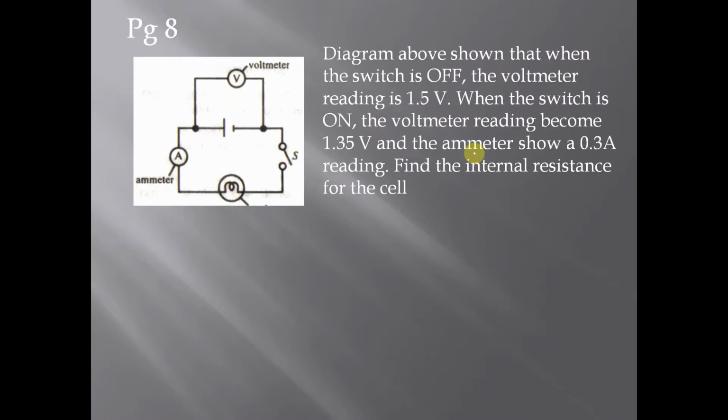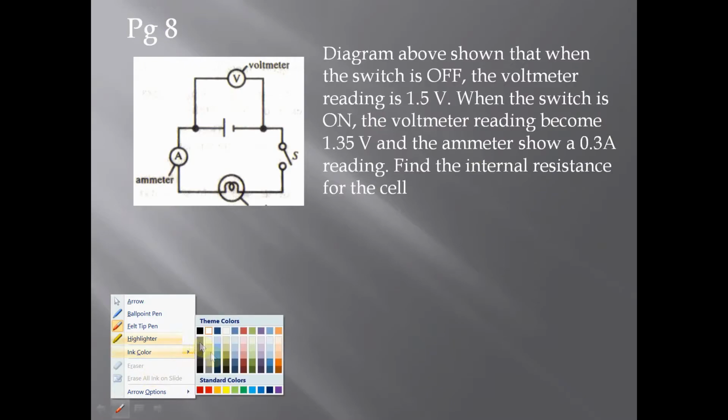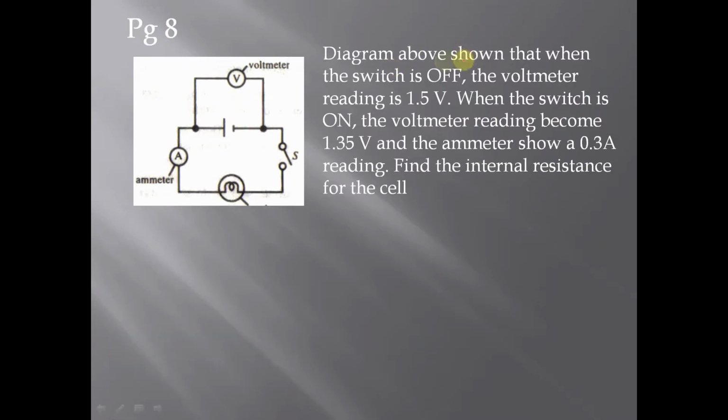Okay, this is the question we have. The diagram above, let me just change my pen color first. The diagram above actually is not above because I already rearranged it. It shows when the switch is off, this is very important, the voltmeter reading is 1.5. Apabila bacaan voltmeter adalah 1.5 semasa off, from the previous video as I told you already, semasa off, bacaan voltmeter adalah mewakili apa? They represent the EMF.